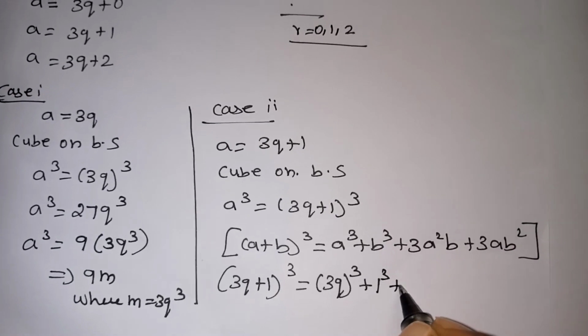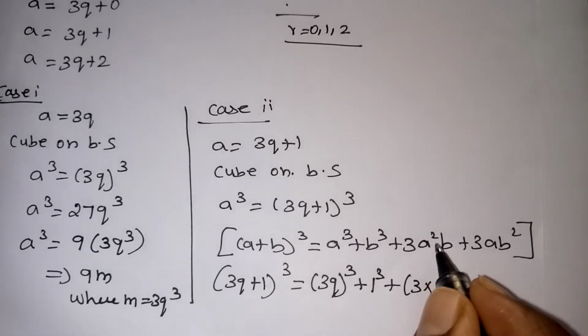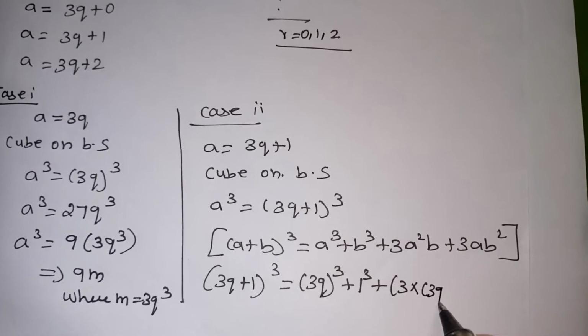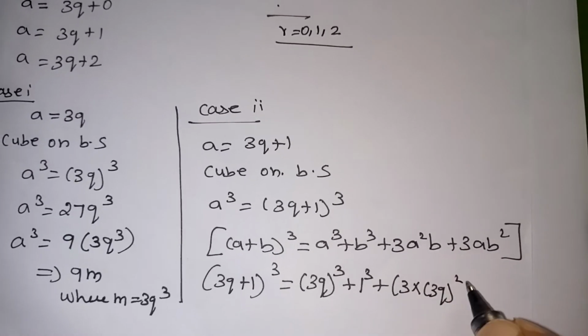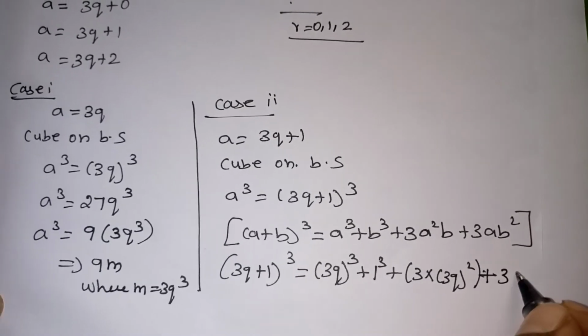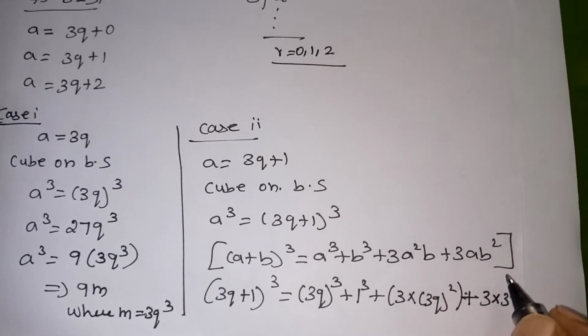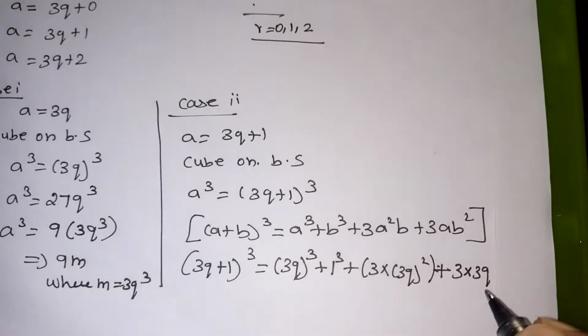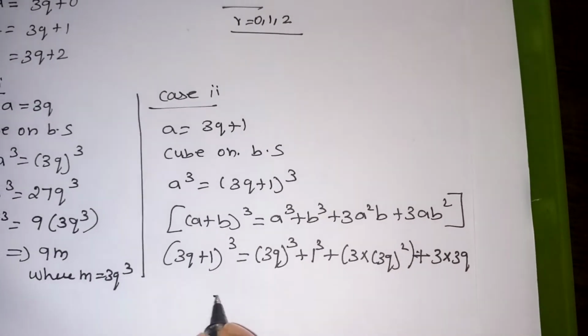So 1 cube plus 3 into (3q) the whole squared. B value 1 you don't need to write again. And plus 3 into a value, which is 3q. B squared, why am I not writing it now? Again it will be 1. 1 into anything will be the same number. That's why I am not writing.